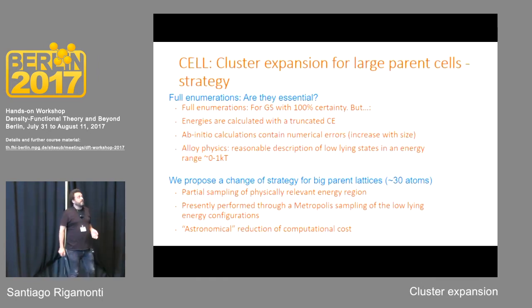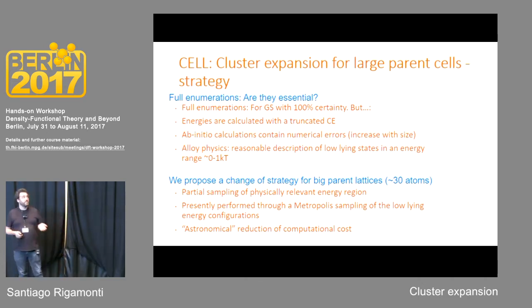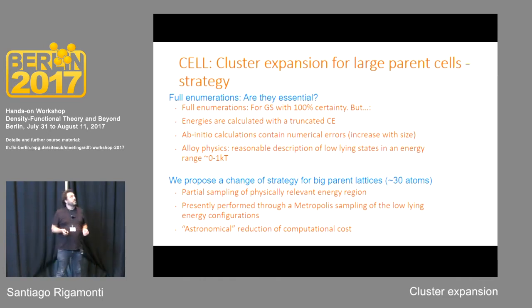So then the question comes: are those full enumerations essential for the method or not? Maybe they are essential if you want, with 100% certainty, to find the ground state structure, or the most stable one. But you always use a truncated cluster expansion, so the model is never absolutely precise.